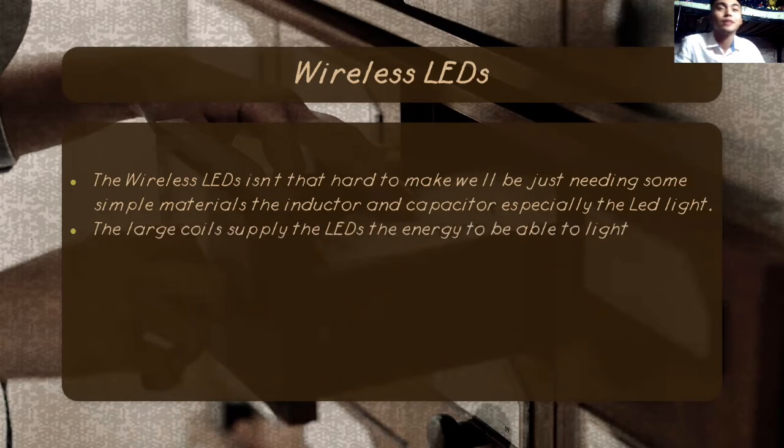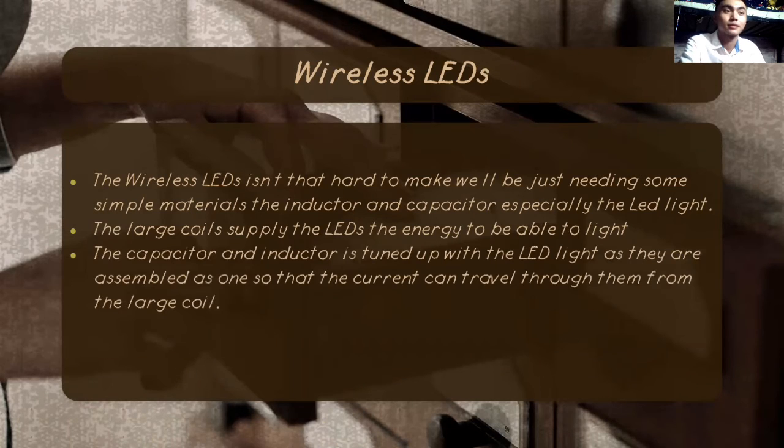The large coil supplies the LEDs the energy to be able to light. We have the large coil where the LEDs are put inside, and the LEDs also have a small coil inside them to be able to connect with the large coil. The capacitor and inductor are tuned with the LED light as they are assembled as one so that the current can travel through them from the large coil. As the capacitor and inductor are assembled together with the LED light, electromagnetic induction will occur with the large coil. So how does electromagnetic induction occur in this invention?